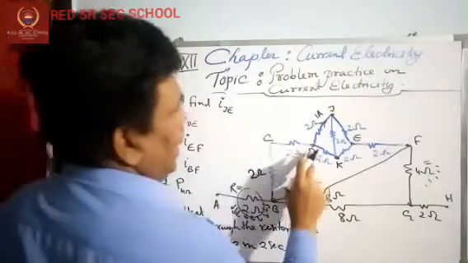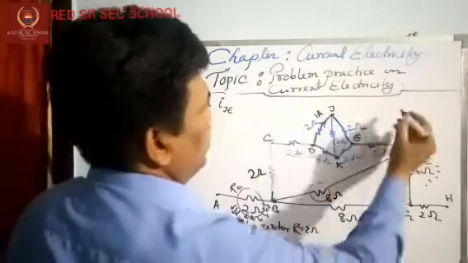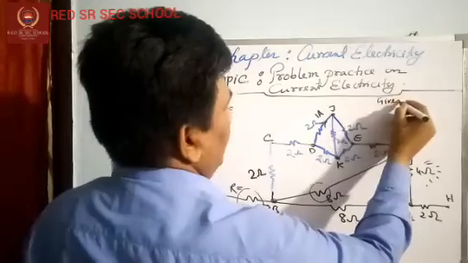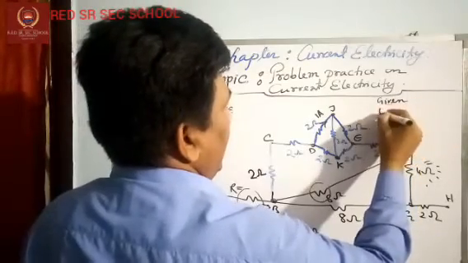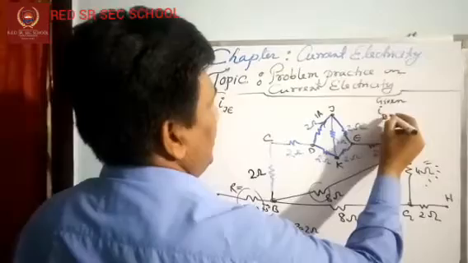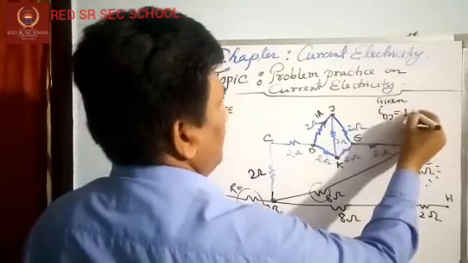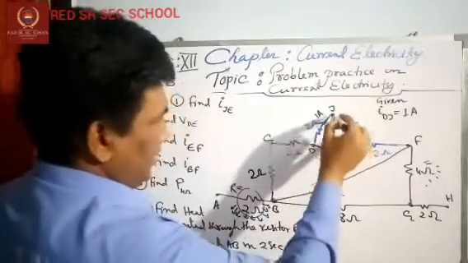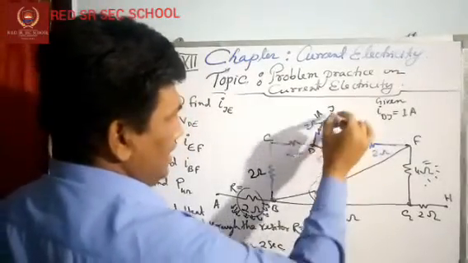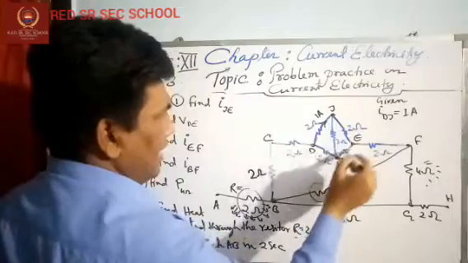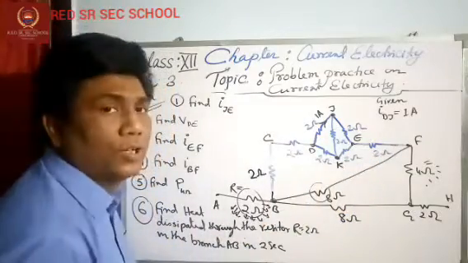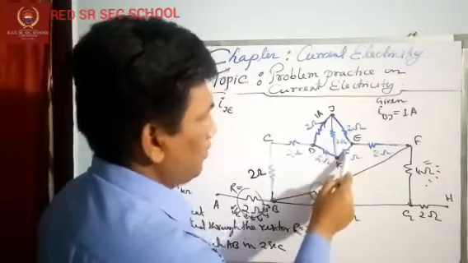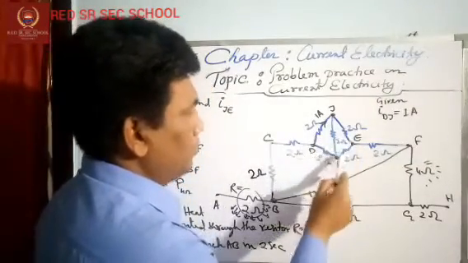See, the current through this 2 ohm is given as 1 ampere. That is given: I from D to Z equals 1 ampere. Now you see this network DZEK. This network comes under the balanced Wheatstone bridge principle, because P upon Q equals R upon S, 2 by 2 equals 2 by 2.